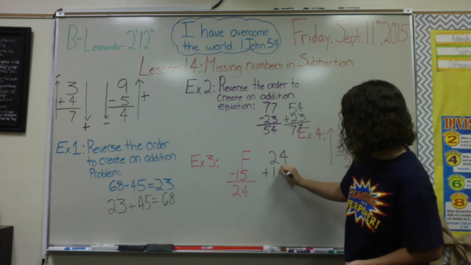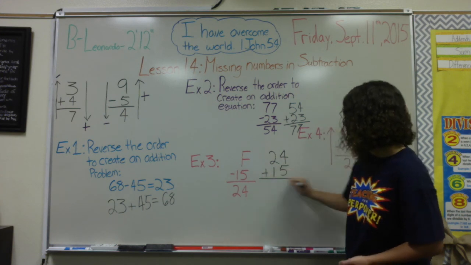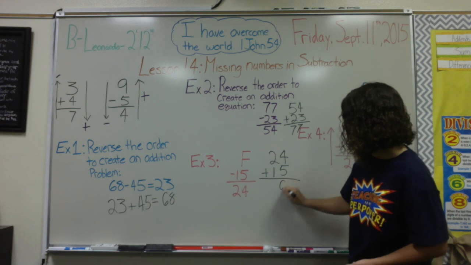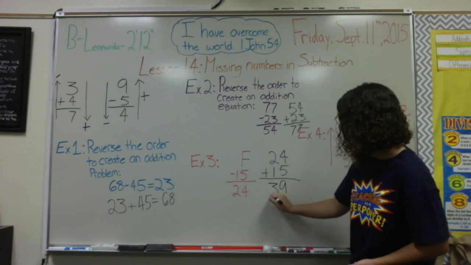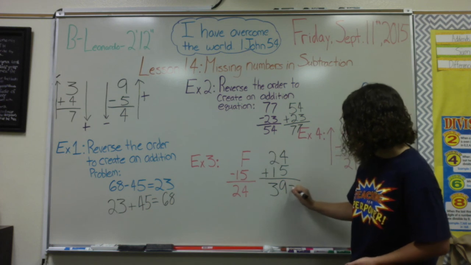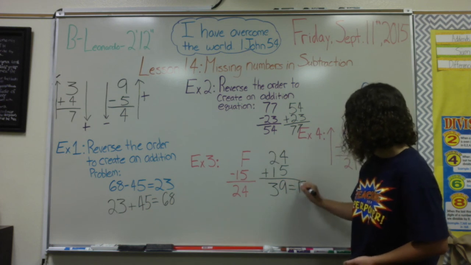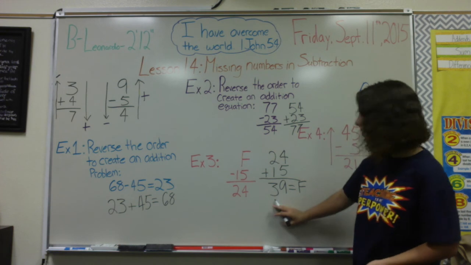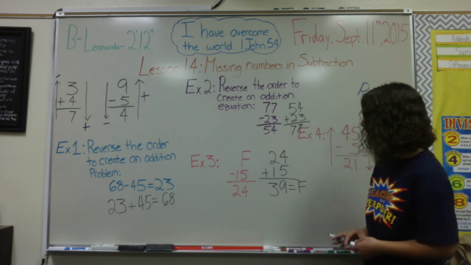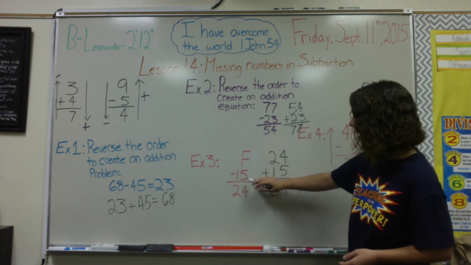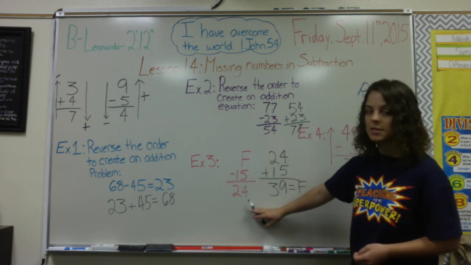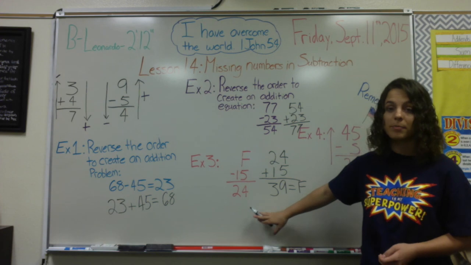24 plus 15. 4 plus 5 is 9, 2 plus 1 is 3, so 39 is what F is equal to. I write F equals 39. Alright, and I know I can prove that answer by plugging it back in and doing 39 minus 15, which has to be equal to 24. That would be proving my answer.